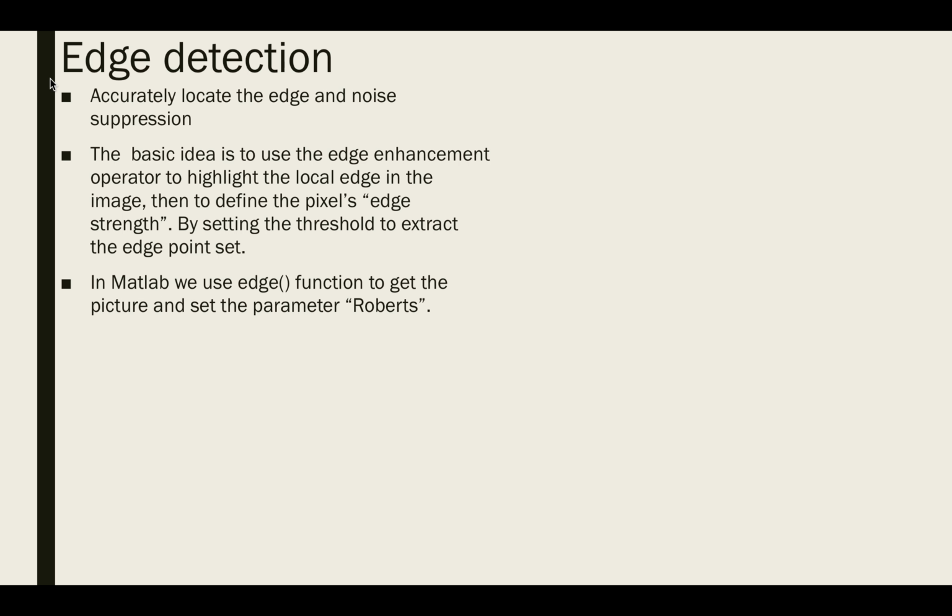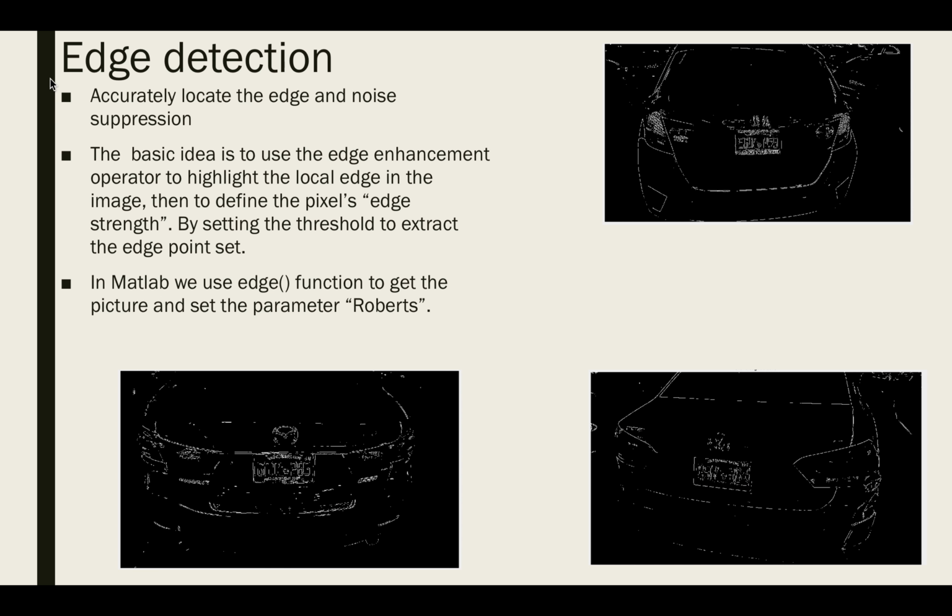Actually, there are many parameters of this edge function, like the Sobel, Roberts, and Prewitt. But in my design, I will only choose the Roberts operator since the Roberts operator is more accurate in locating. But it is sensitive to noise because it does not include smoothing. So here is the result image after this process. You can see the three test images become the contour with a white line.